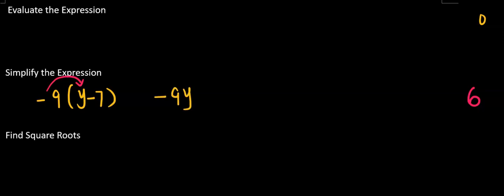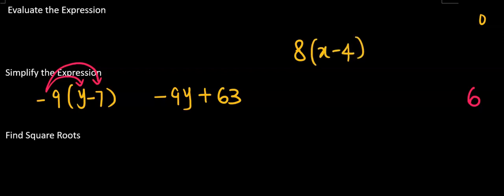-9y. We're going to distribute -9 to -7. Negative, negative, we're going to have a positive. 9 times 7, we have 63. Let's try again. Our next question is 8, open parenthesis, x minus 4, close parenthesis, minus 10x.